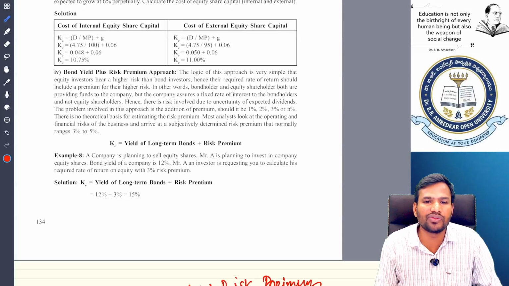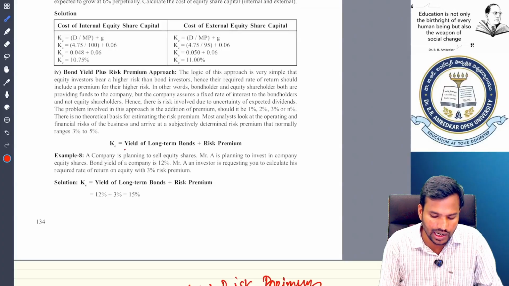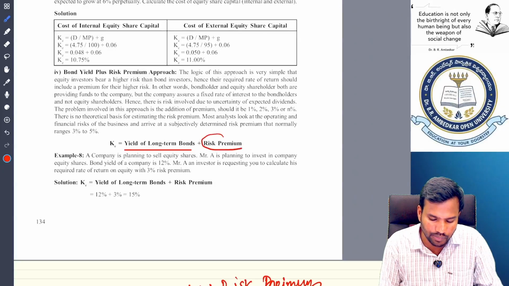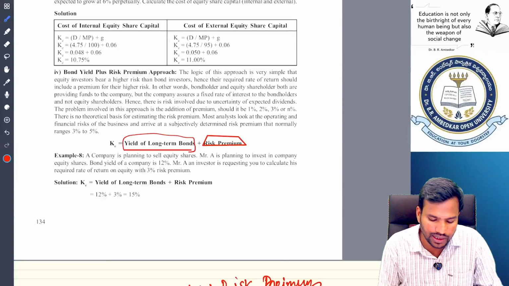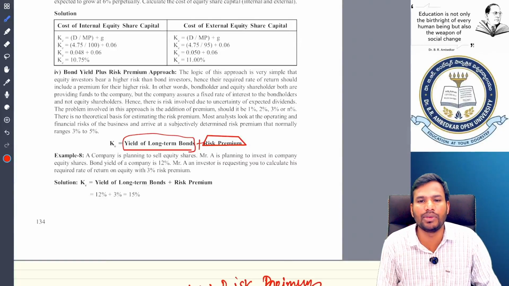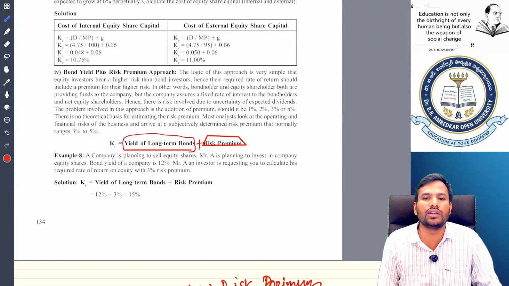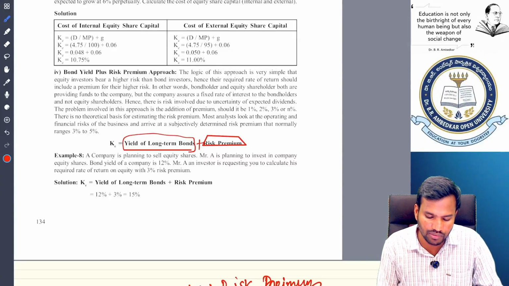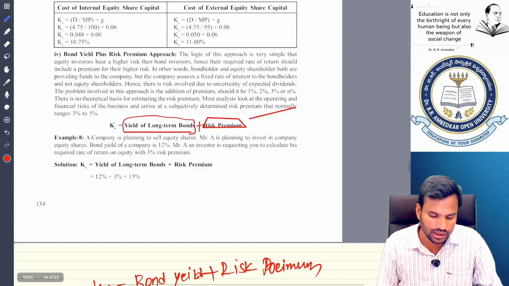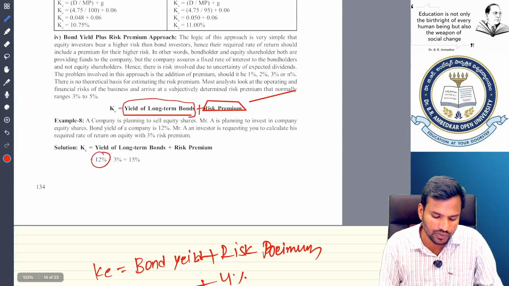Means if the investor, see, yield of long term bonds plus risk premium, means the long term bond gives a certain percentage, but for that we are adding risk premium. Means by putting investment in the company, how much risk the investor is taking, that we are also calculating. Yield of long term bonds plus risk premium: yield of long term bonds is 12% plus risk premium is 3%, then it will become 15%.